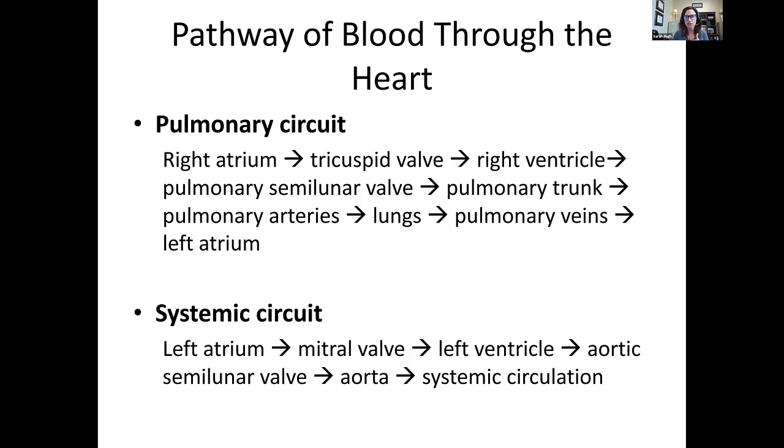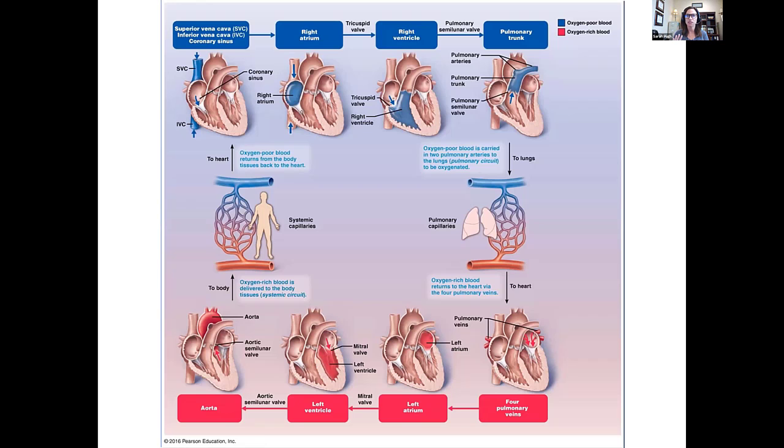You've got all the words here. I'm going to show you this using this image. We're going to start at the top left here. Again, we can draw that line down the middle of the heart. We are separating it into a right and a left side. Remember, the right side is going to carry all of the blue blood, the oxygen poor blood.